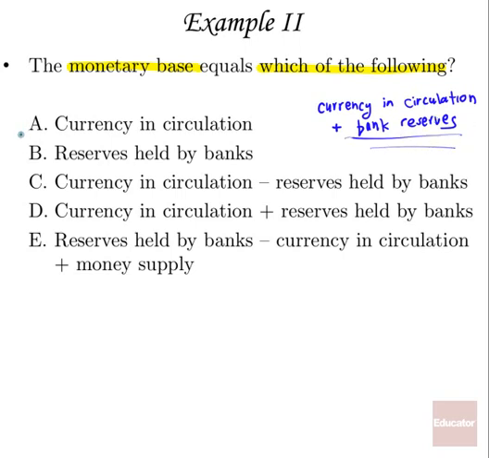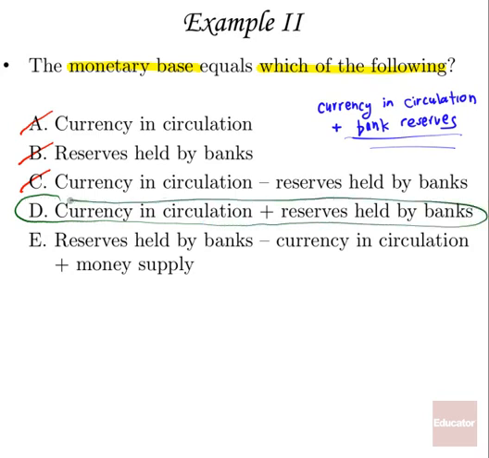So currency in circulation, that's not enough. That's only one part of the equation. Reserves held in banks, again, if it's A and B combined, that would be correct. Currency in circulation minus the reserves held in banks? No. Currency in circulation plus reserves held by banks. That is absolutely correct. D is the correct answer. So money that is in circulation plus the reserves that banks hold, that's the monetary base.